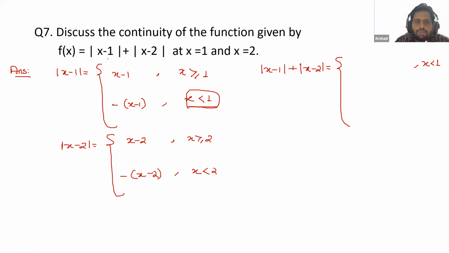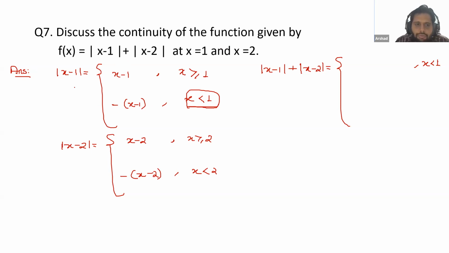We have in this question x minus 1 plus x minus 2. Nabil, did you try to solve this question? Yes, sir. Okay, is it done? Yes, sir. I found for x equal to 1, the limit does not exist. For x equal to 2, I couldn't find, sir. Okay, we will check this.